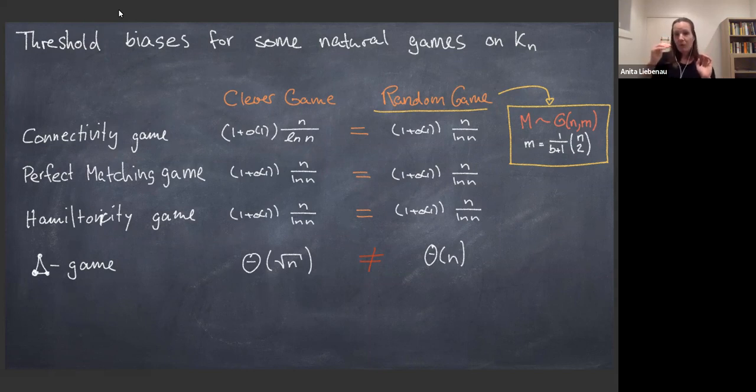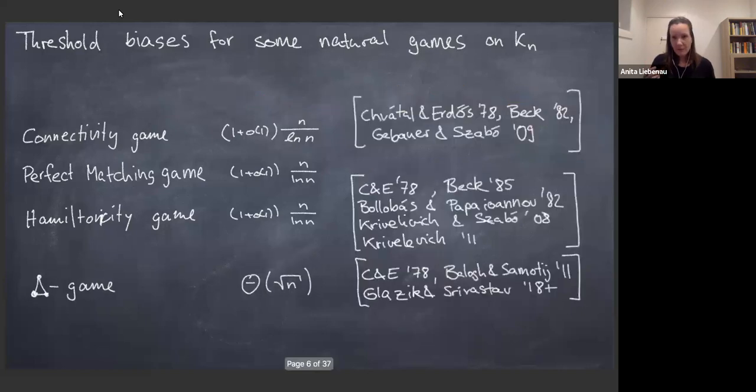And that's true for all of these three spanning games. And that's maybe why the results that I showed previously, the one due to Gebauer and Szabó, and Krivelevich, was such a big deal, because they proved that asymptotically these two threshold biases are equal.